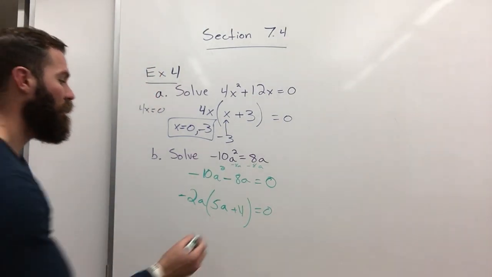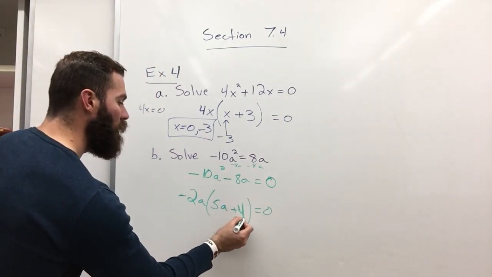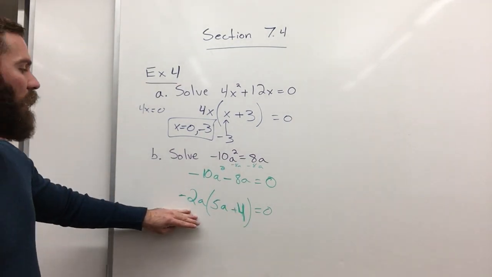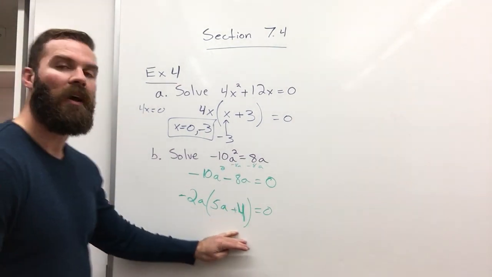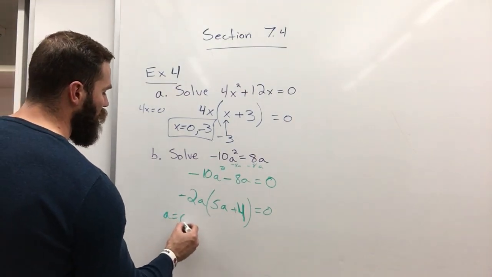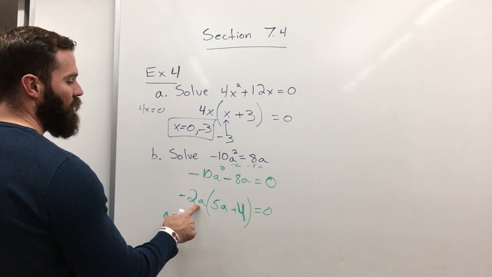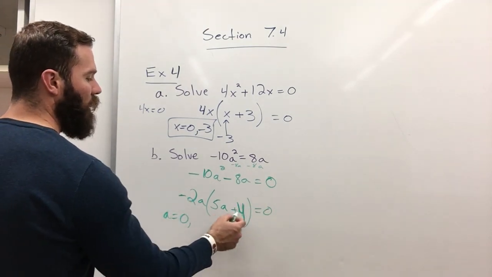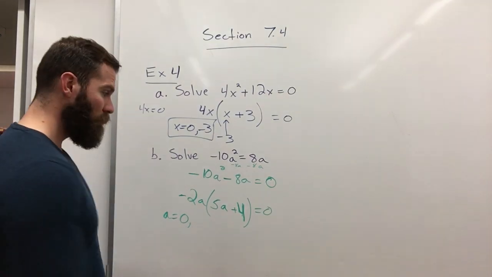Now that I have it factored out, I can easily find the roots. Easily, I know 0, because negative 2 times 0 is 0, and 0 times this whole thing is 0. How about this one? Do you remember the pattern?